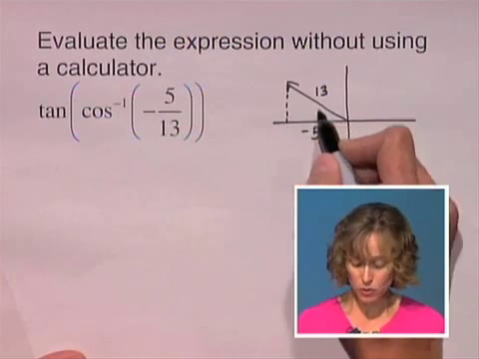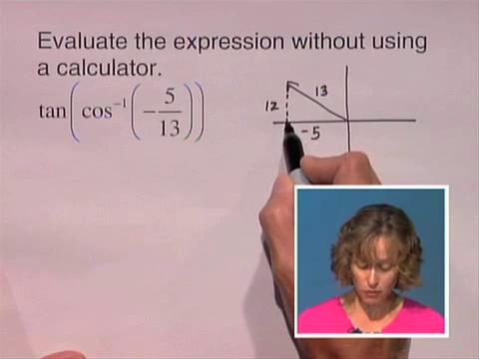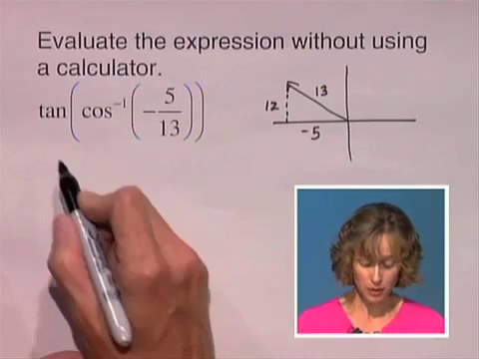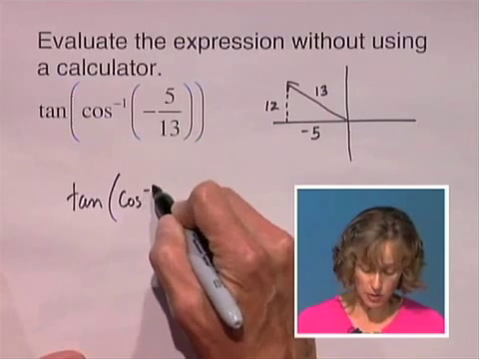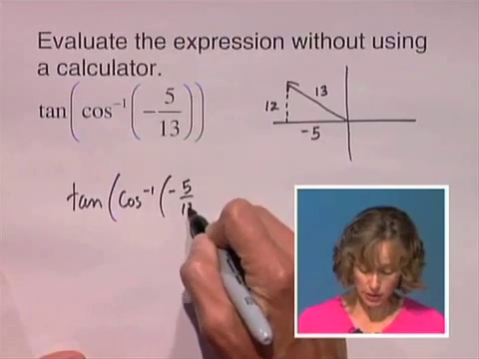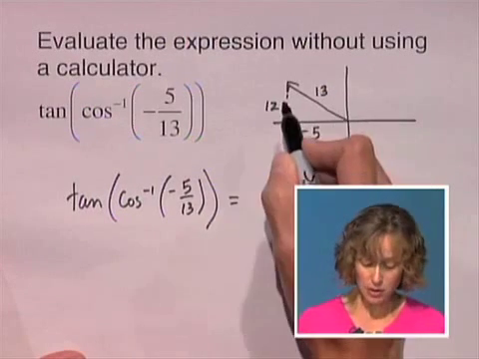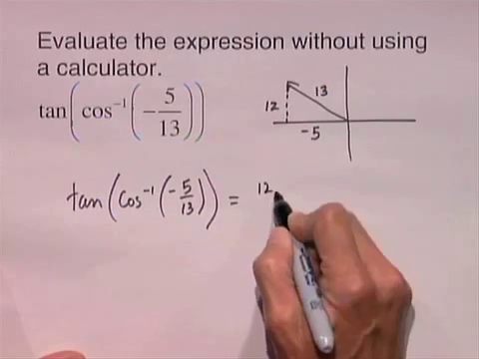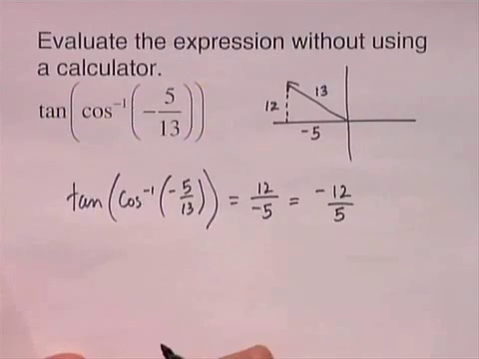Well, this is one of those special right triangles that I recognize the opposite side must have value 12, and you could solve for that using the Pythagorean theorem. But what I really want to find now is the tangent of this angle whose cosine is negative 5/13. And so I want the tangent of the angle that I've drawn. Tangent is opposite over adjacent, and so in this case that's 12 over negative 5, or negative 12/5.